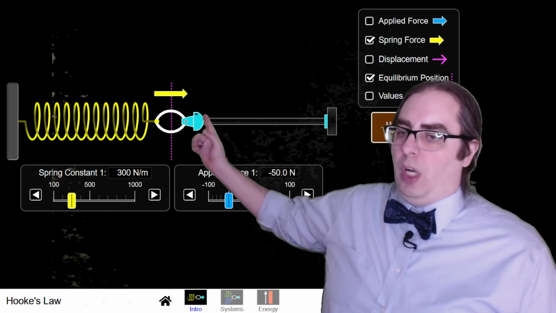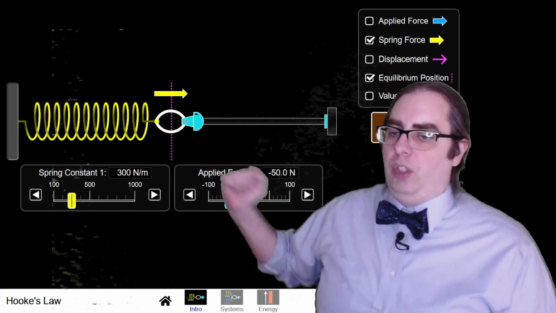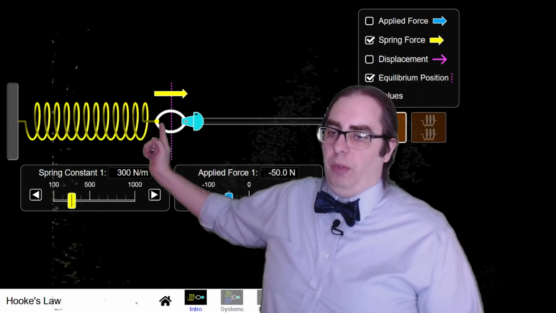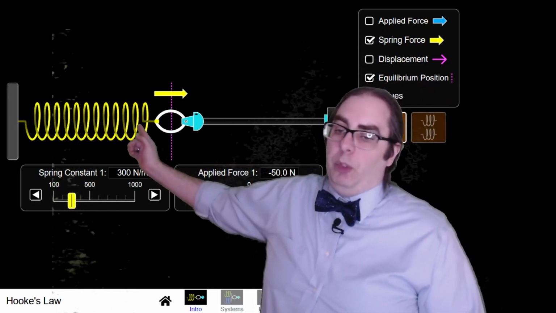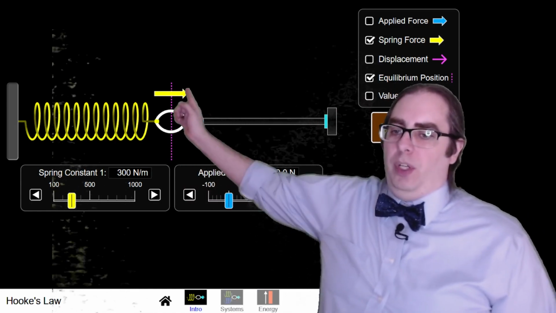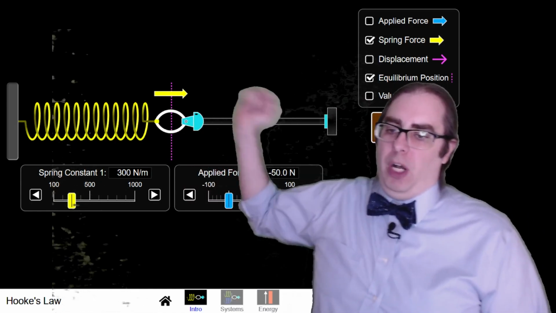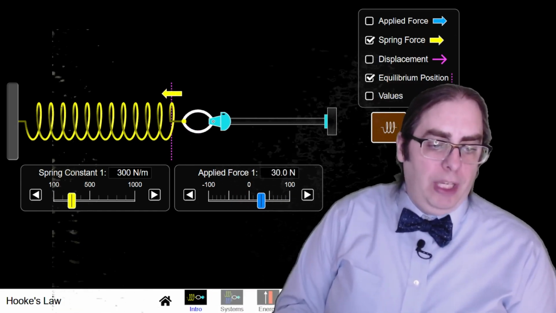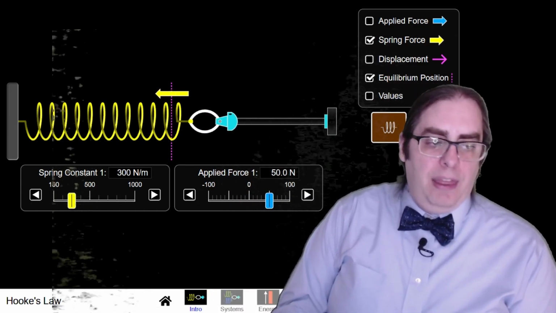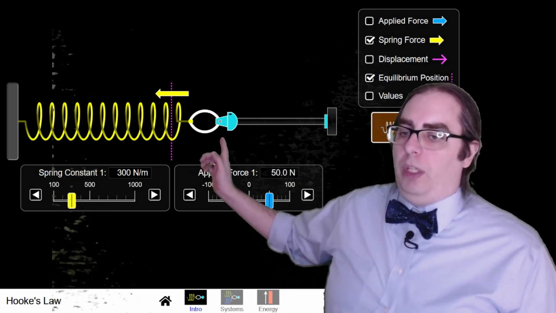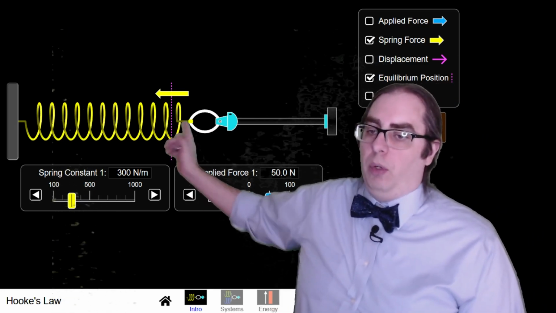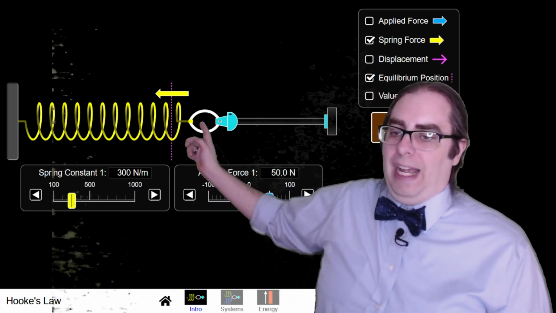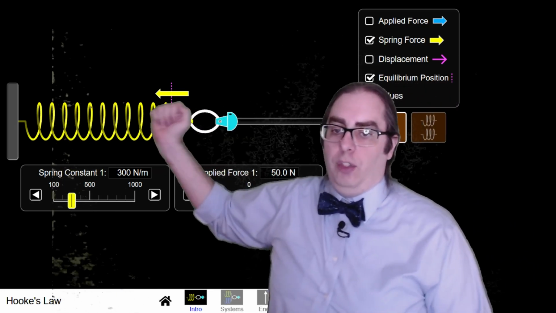The blue dotted line here is the position where S is equal to 0. We have moved inward from it, so we've moved in the negative direction, which means that the spring wants to push us back outward. The spring force is going to be in the positive direction. If instead of pushing on the spring, we had pulled on the spring, then the spring wants to pull us back to equilibrium. We have displaced the spring out this way. The spring force is trying to pull us back.